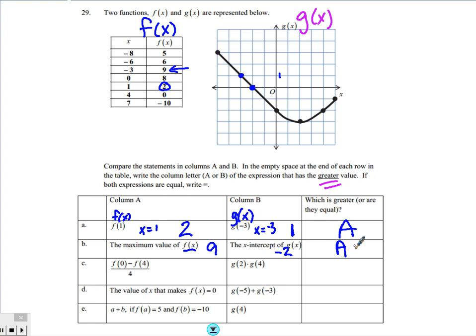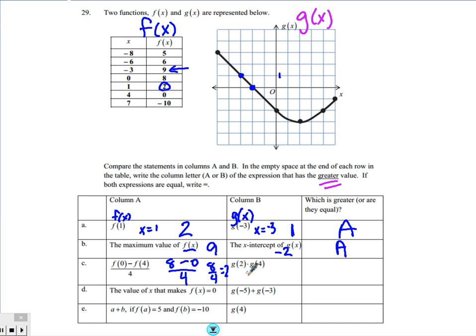Alright, now we have a couple things we need to do. f of 0, f of 4. So again, this is our x value. f of 0 is 8. f of 4 is 0. So 8 minus 0. Take nothing away from 8, and you still have 8. And that would be 2.